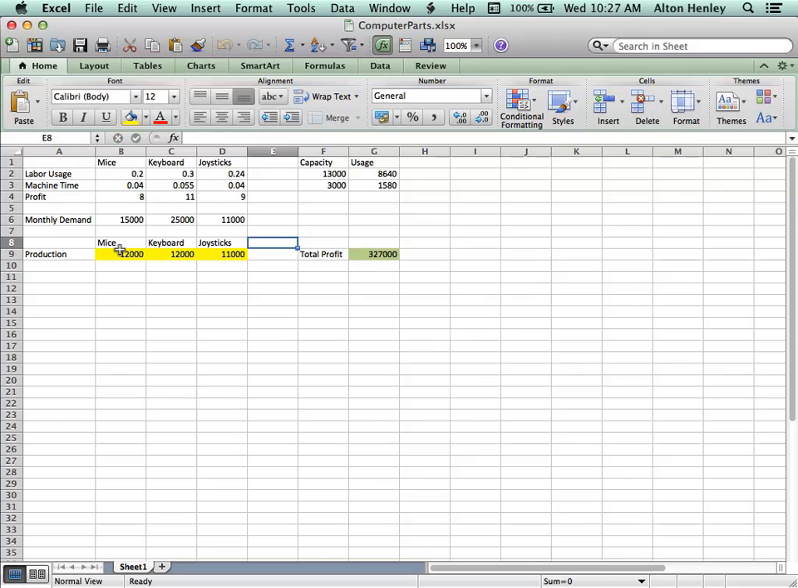Furthermore, you're going to check that your production is less than or equal to your demand for each object for mice, keyboard, and joysticks. And finally, you need to make certain that your usage is less than or equal to your capacity for labor and for machine time. And of course, your goal is profit and you're trying to maximize it.